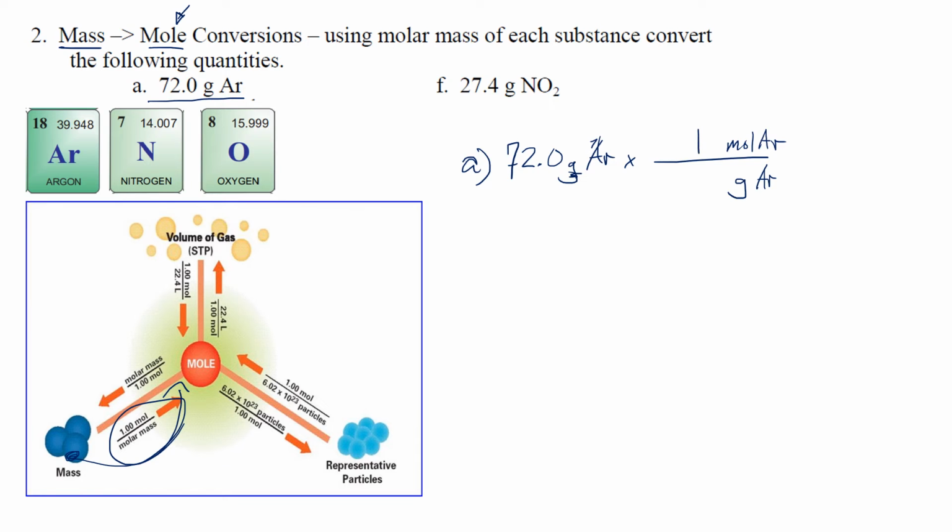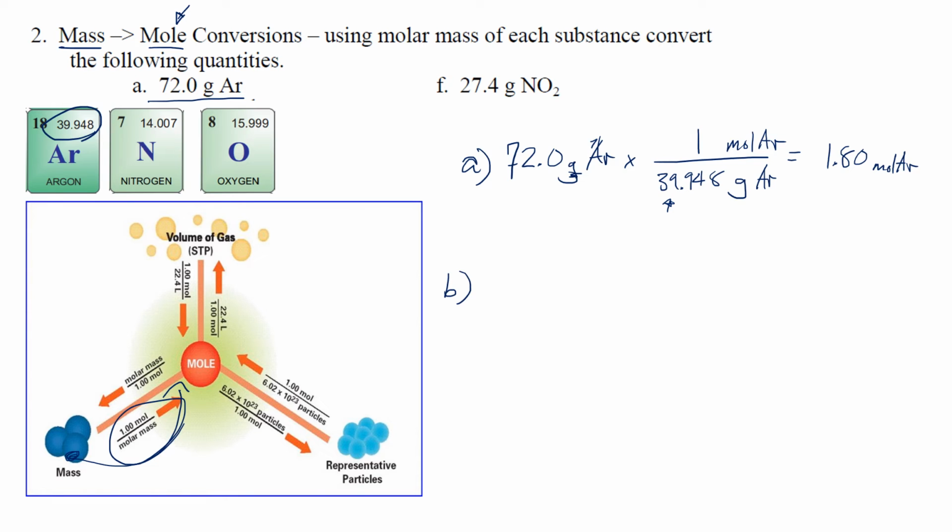I know that 1 mole of argon weighs this much, 39.948 grams. If I multiply that across, actually I'm not going to multiply, I'm going to divide because it's on the bottom, right? You're going to divide. I get 1.80 moles of argon. Good.